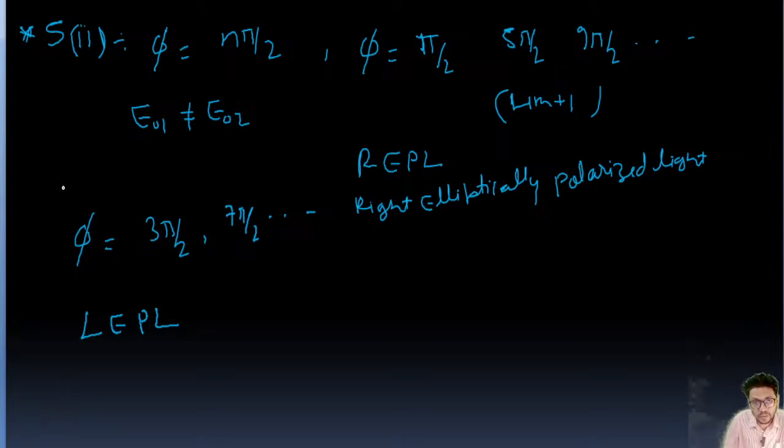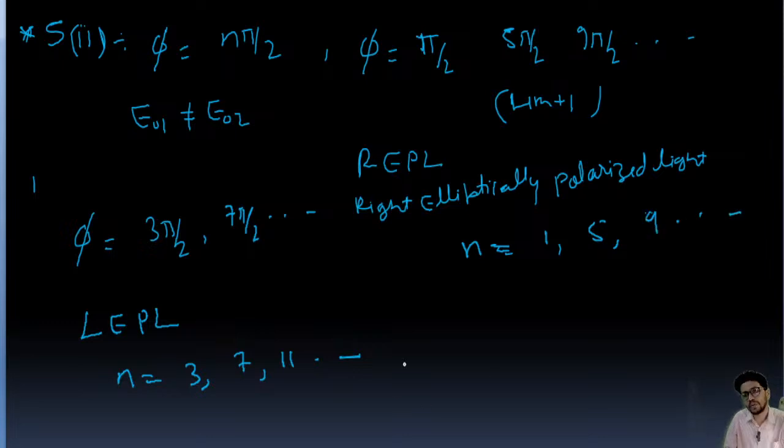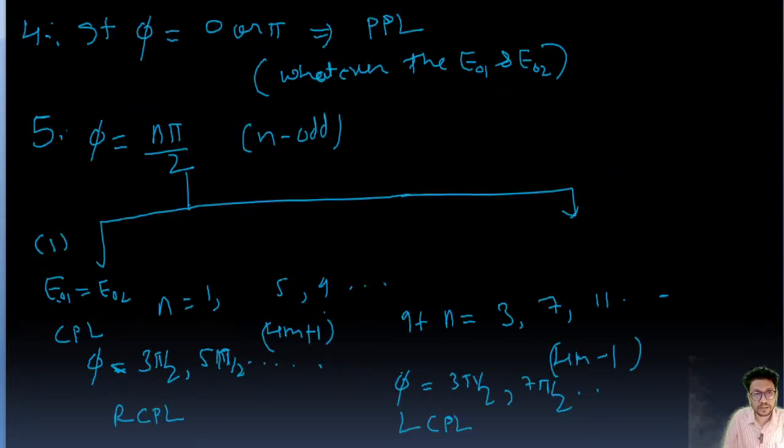For this case, the value of n is going to be 3, 7, 11. And for right circularly polarized, the value of n is going to be 1, 5, 9, and so on. So this is the case of elliptically polarized and circularly polarized: right circularly polarized, left circularly polarized, right elliptically polarized, left elliptically polarized. Next point, this is fifth. Next is the sixth point. These are all points that should be in your mind, guys, for solving questions.